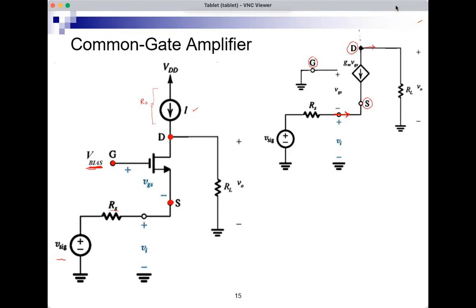The current source that was here disappeared because it's pure DC current, becomes an open circuit. The gate, we show that it's grounded because it's at a pure DC voltage V bias. So that's 0-volt signal. So ground. And this is the T model, the hybrid pi model, the small signal model of the MOSFET. VGS between gate and source, and then GM-VGS flowing from drain to source. So that's the low frequency model without the RO.